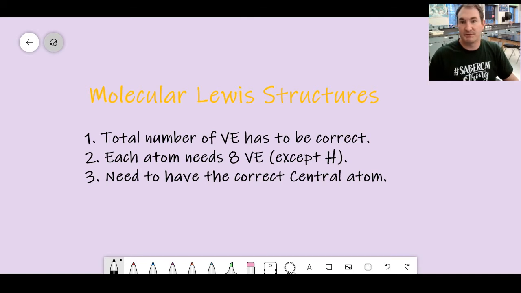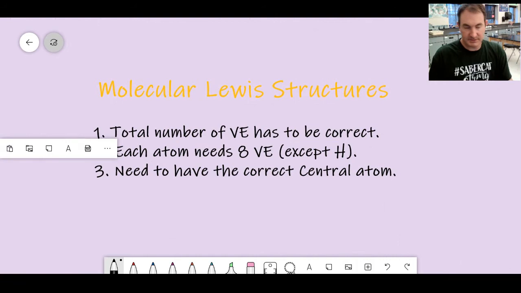But I do know that some people struggled with some of those. And so these aren't going to be new, but I am going to walk through the different steps needed and show you how to draw those. So first of all, I've placed a few rules here on my screen, the rules for drawing molecular Lewis structures.